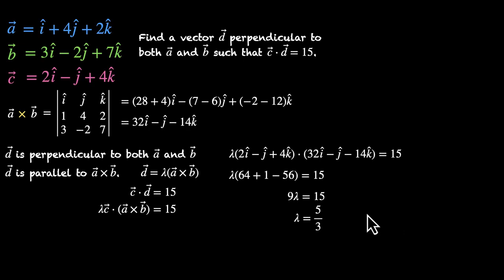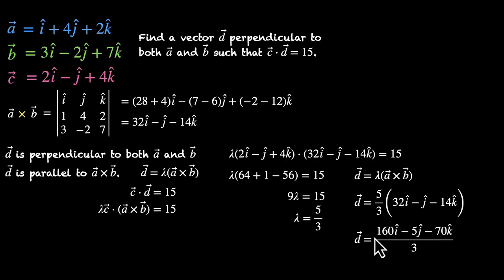So let's do that. Let's wrap this up. d equals lambda times a cross b. That's 5 by 3 times 32i minus j minus 14k. That's equal to 5 times 32, that's 160i minus 5j minus 70k, divided by 3. So this is our vector d.